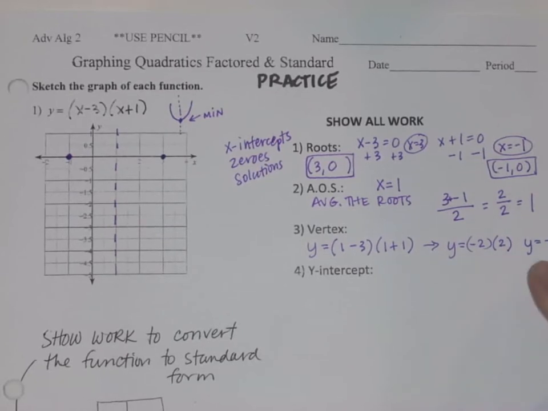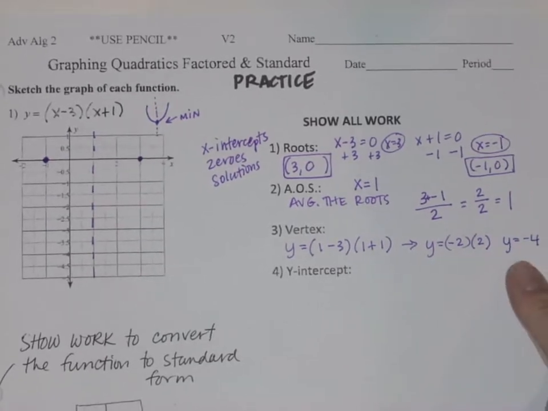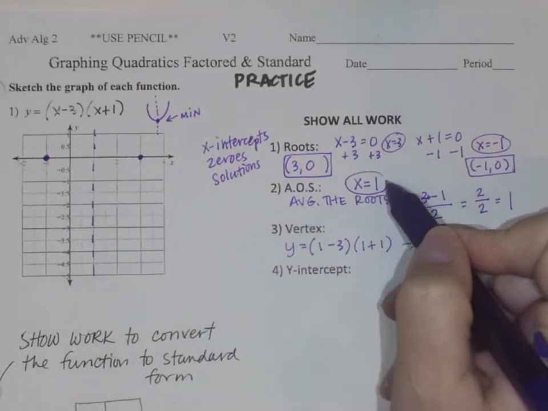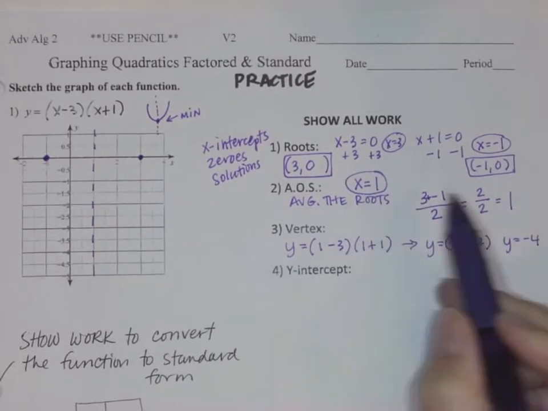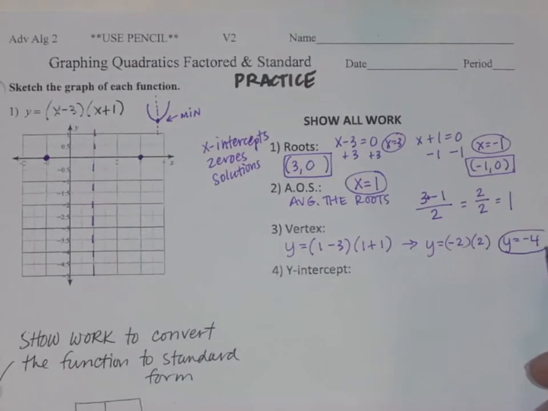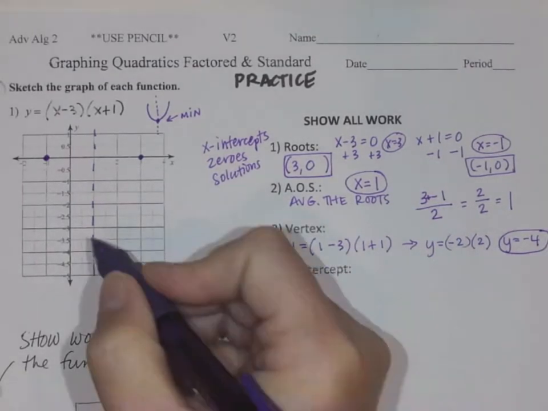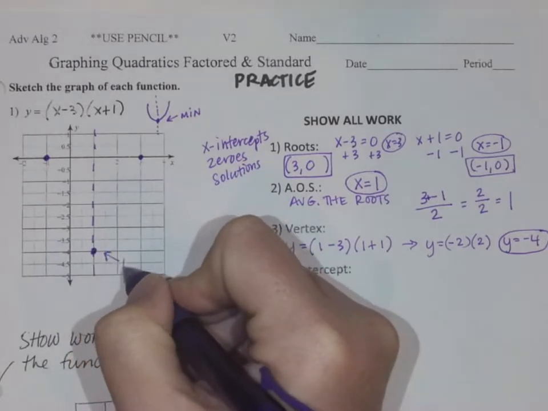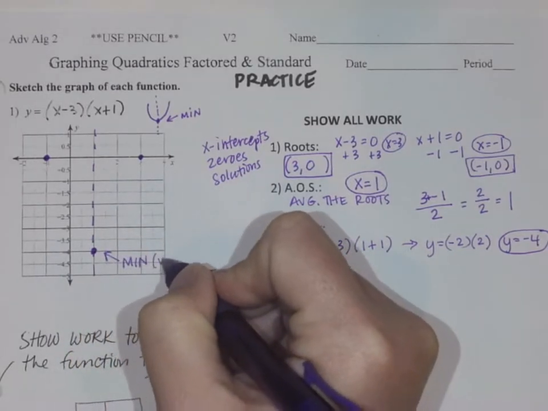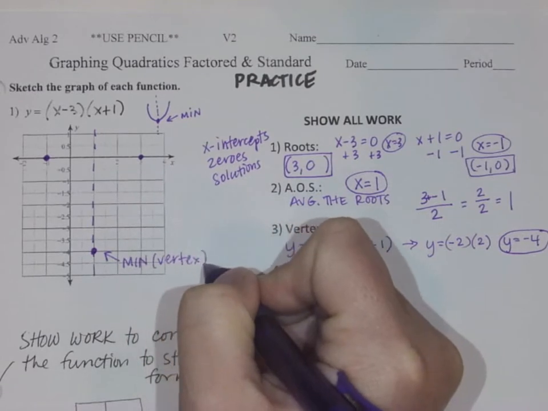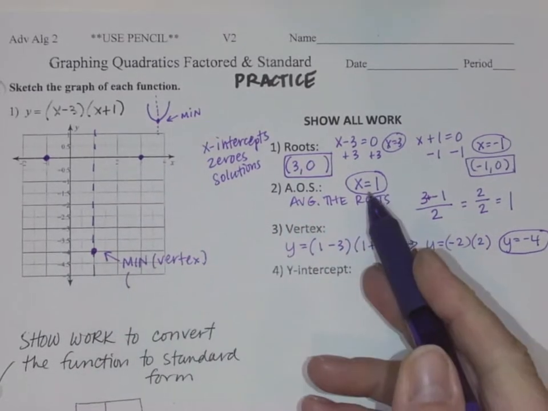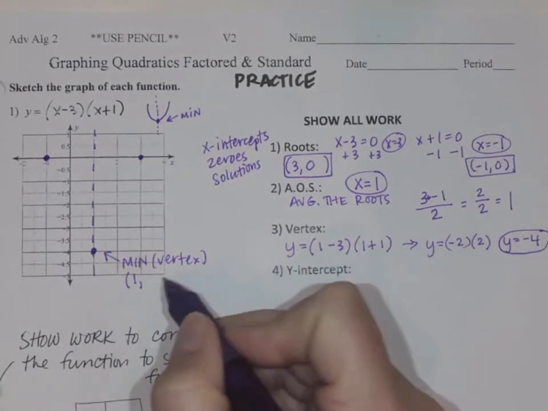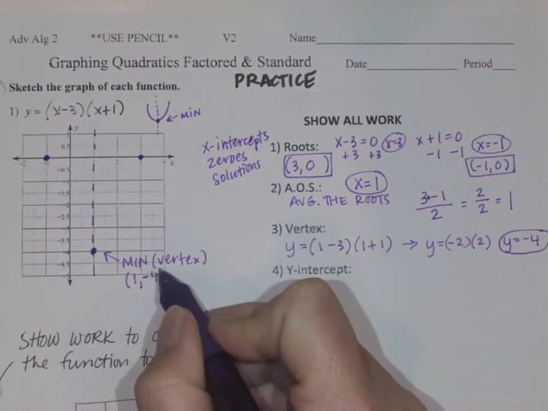But this y value is part of the vertex, so it has to be part of the ordered pair. Remember, the first part of the ordered pair is the axis of symmetry. The second part of the ordered pair is the y value, which gives me my vertex right down here. So this is the minimum. It's our vertex. And the ordered pair for that is the axis of symmetry as the x value, and we just discovered that y is -4 for that vertex.